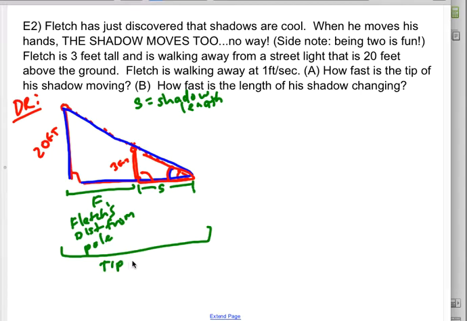So the tip of his shadow is at F plus S. It's how far he is from the pole, but also how long his shadow itself is. Okay, so let's walk through this. That's kind of the tricky part here.